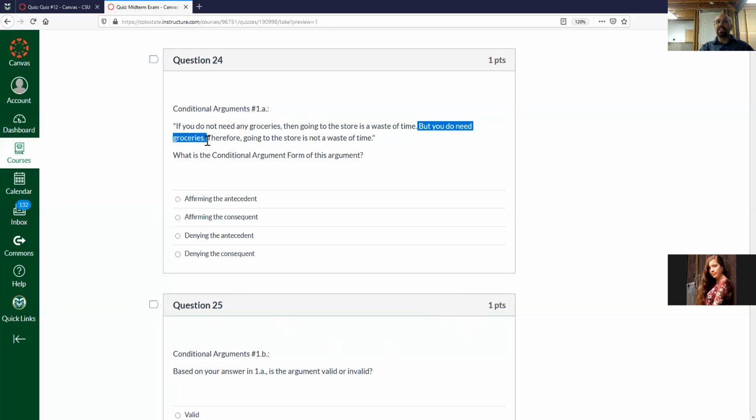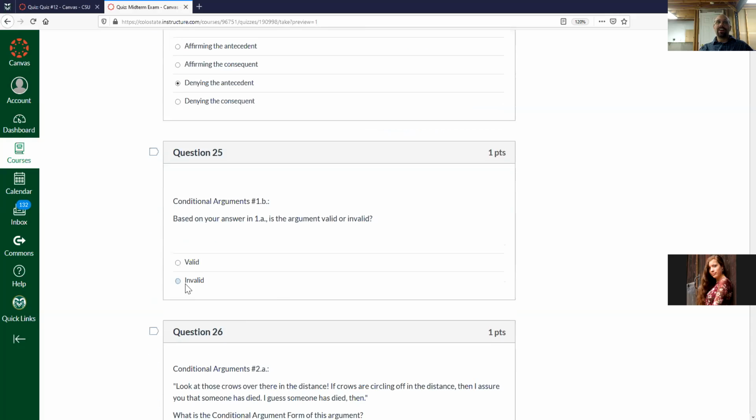It's not a negative statement. It's not a statement that's saying that anything isn't true. But actually, the antecedent was saying that something isn't true. So the antecedent was saying you don't need groceries. This is saying you do need groceries, so that's going to be denying the antecedent. That was the trick in this problem. It is dealing with the antecedent, but it's actually denying it even though it doesn't look like it. And denying the antecedent is just not a valid argument form.